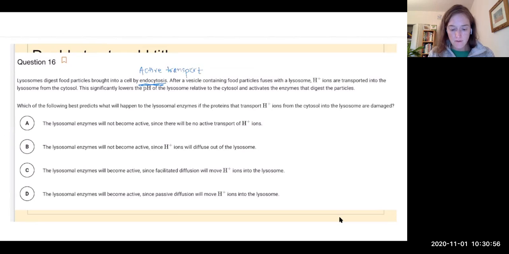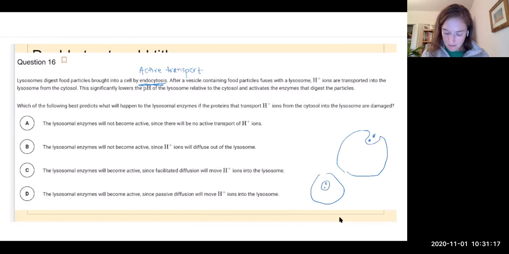After a vesicle containing food particles fuses with a lysosome, H+ ions, or hydrogen ions, are transported into the lysosome from the cytosol. Okay, so if we had a picture here, some food particles are these dots, and they're going to be brought into the cell, into a vesicle, and then once that happens, H+ ions are going to be brought into the lysosome vesicle from the cytosol, from the surrounding fluid.